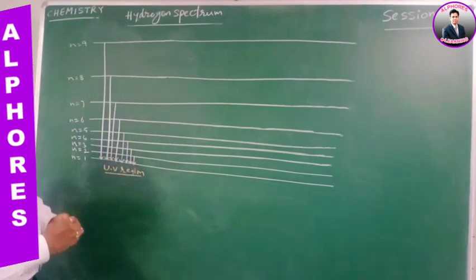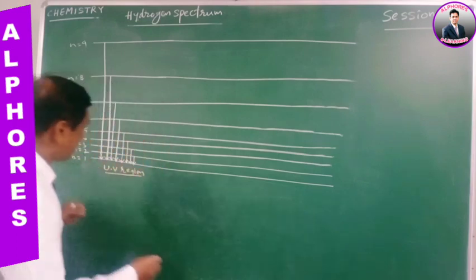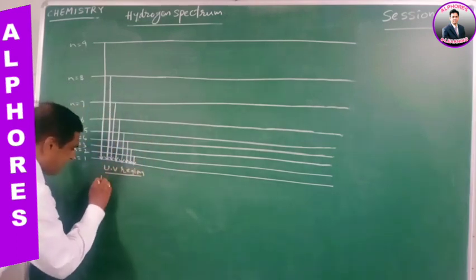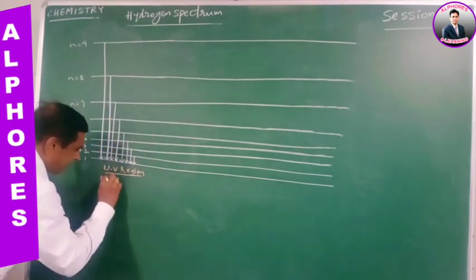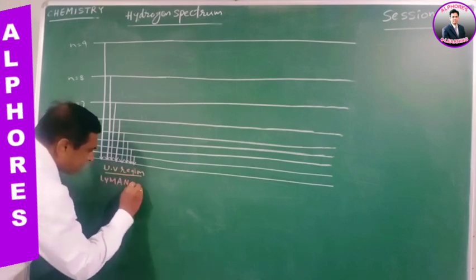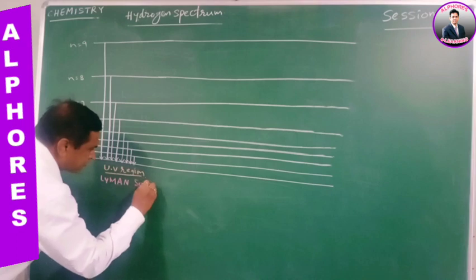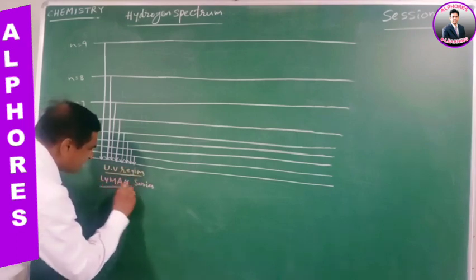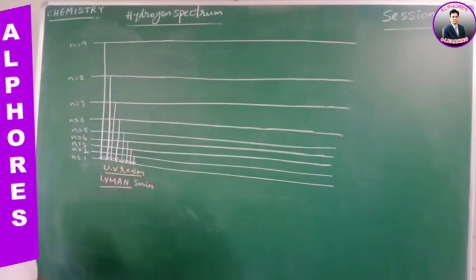The series of spectral lines is named the Lyman series. That is the Lyman series, the formation of the Lyman series.